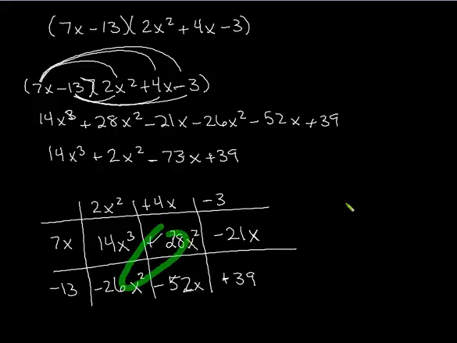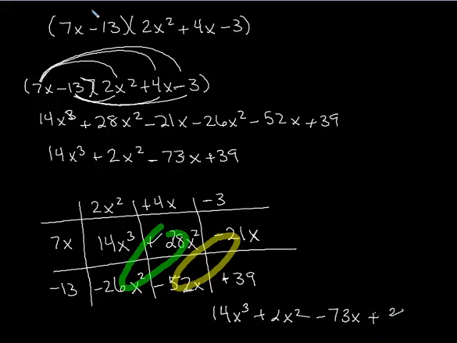My like terms are showing up on diagonals. So I have 14x to the third plus 2x squared minus 73x plus 39. So as you can see, we get the same answer, just in a different format.